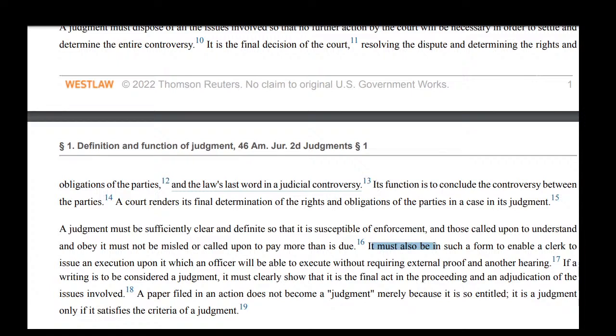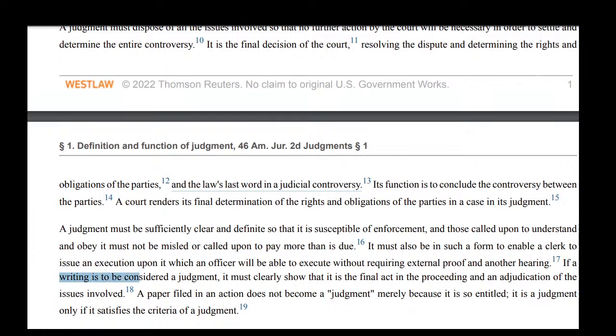It also must be in such a form to enable a clerk to issue an execution upon it, which an officer will be able to execute without requiring external proof and another hearing. So the judgment's in a form to enable a clerk to issue an execution which an officer will be able to execute without requiring external proof of another hearing. I think something like warrants, things like that, would also possibly fall into that category.